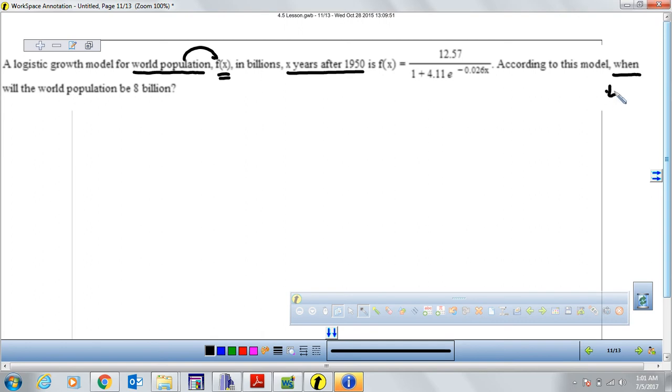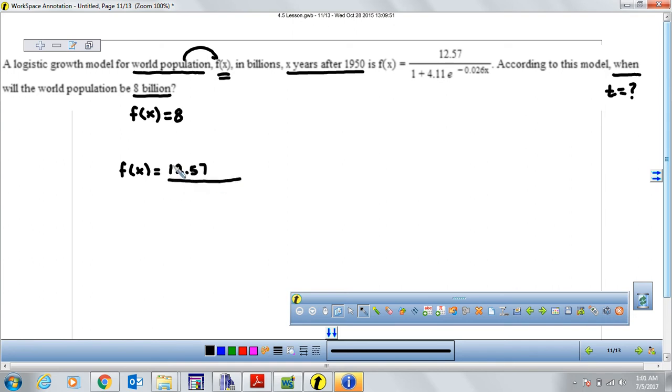So the question is, according to this model, when? What is it asking? The time. Will the population be 8 billion? What is the 8 billion? The f of x. Remember that the f of x represents the world population. So we want to find the x when f of x is equal to 8 in this model. So we're going to go to the model right here. I'm going to write it down. It says f of x equals 12.57 over 1 plus 4.11 times e raised to the negative 0.026x.